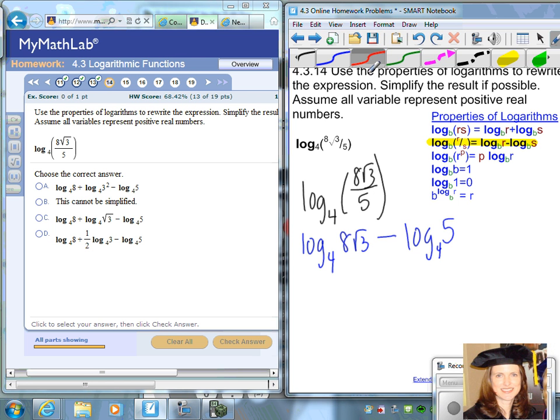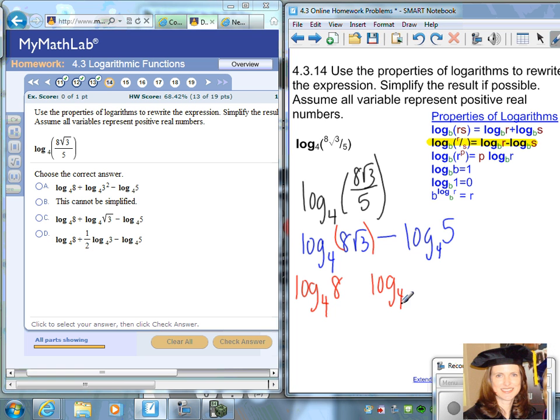Now we're going to break apart this 8 square root of 3, writing that as two separate logs. Log base 4 of 8 and log base 4 of the square root of 3 with a plus sign in between, minus log base 4 of 5.